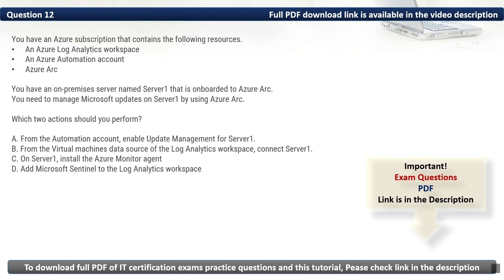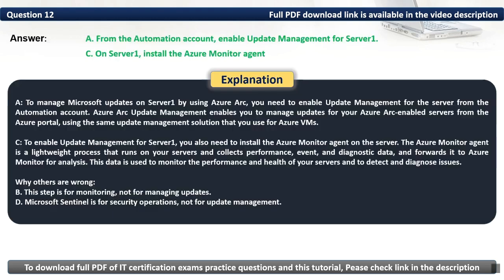We have B, from the virtual machine's data source of the Log Analytics workspace, connect Server 1. This step is for monitoring, not for managing updates. Then we have D, add Microsoft Sentinel to the Log Analytics workspace. Microsoft Sentinel is for security operations, not for update management. As such, the two actions that we should perform are: from the automation account, enable update management for server 1, and on server 1, install the Azure Monitor agent. As such, the correct options are A and C.